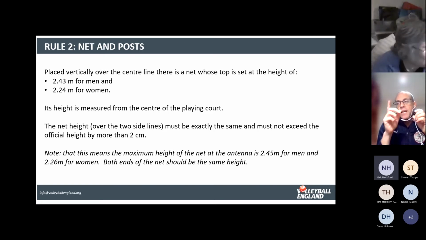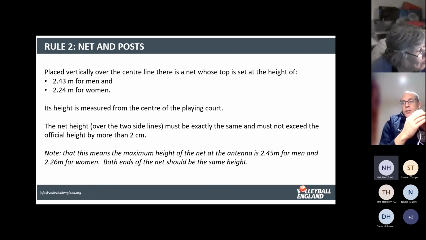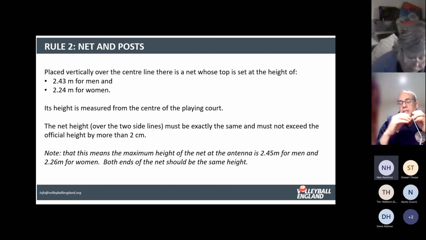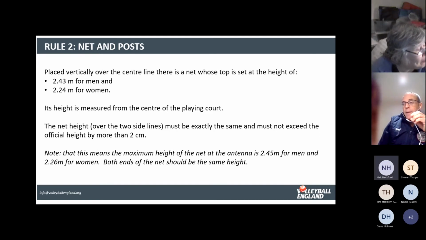But it should be the same at both ends. So if one end is 2.26, the other end needs to be 2.26 as well. Just remember that there shouldn't be a differential across the net.